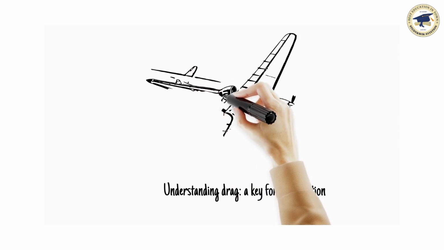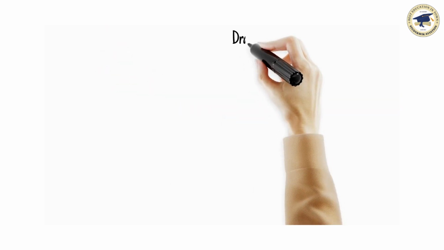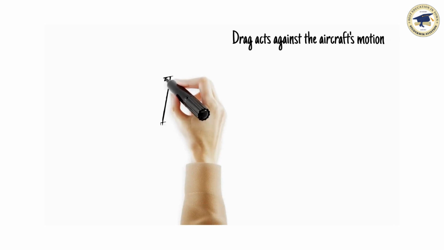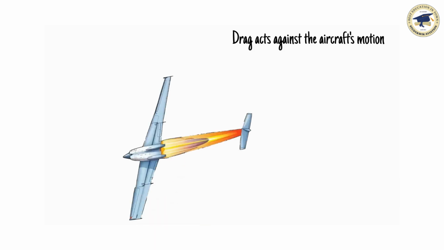Today, we're diving into drag, one of the four main forces acting on an aircraft. Aircraft generate thrust to overcome drag, but drag is always there, resisting motion through the air. It acts parallel and in the same direction as the relative airflow, constantly trying to slow the aircraft down. If thrust stops, drag quickly takes over, and the aircraft begins to decelerate.